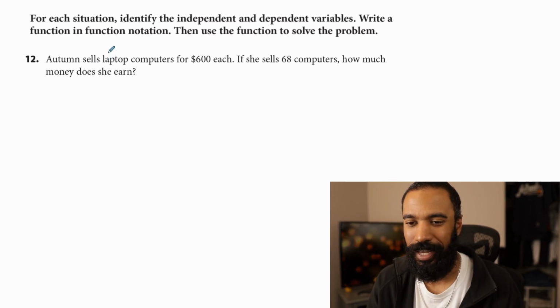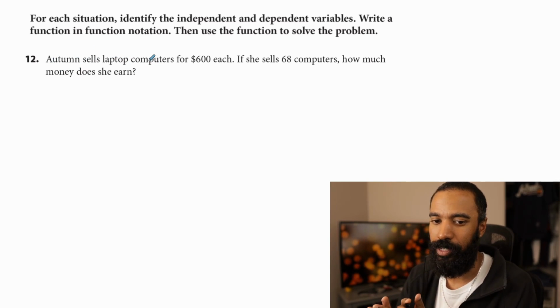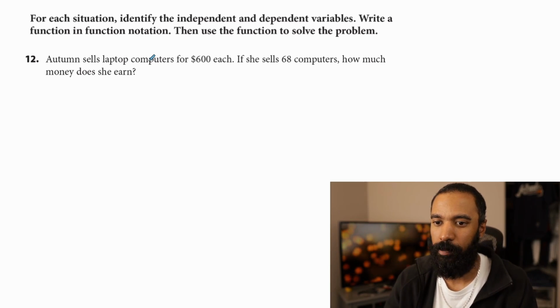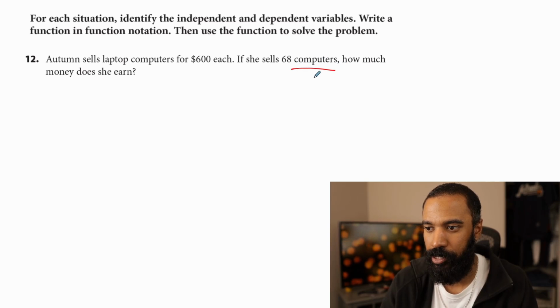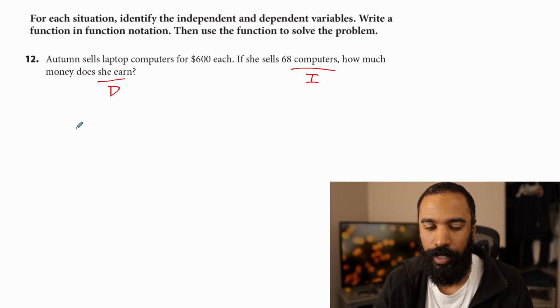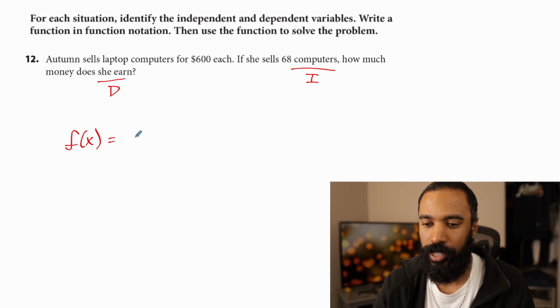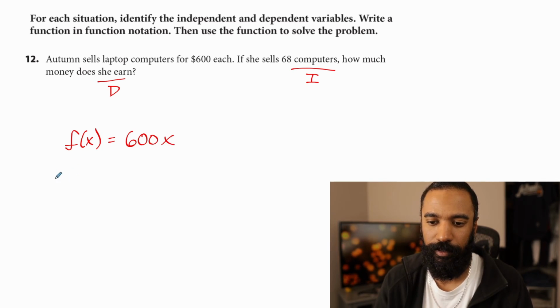One more problem, and I got to bounce and jump right back. Autumn sells laptop computers for $600 each. If she sells 68 computers, how much money does she earn? 68 is the independent variable. Based on the number of computers, you will figure out how much money she earns as a result. Her earnings are a function of the number of computers that she sells. She sells them at $600 each times the number of computers.